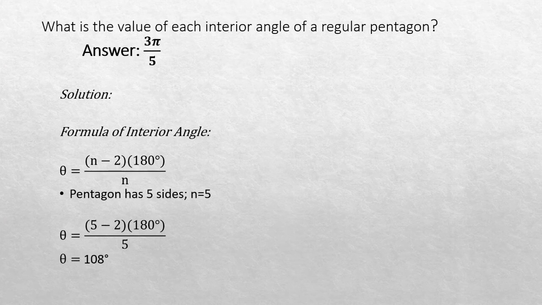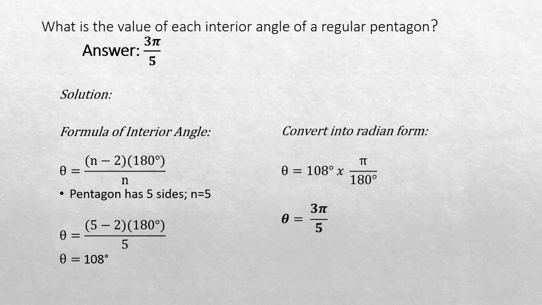Since the question asks for the interior angle, we must continue by converting the computed theta into radian form by multiplying by pi over 180. So we will now get the answer, which is 3 pi over 5.